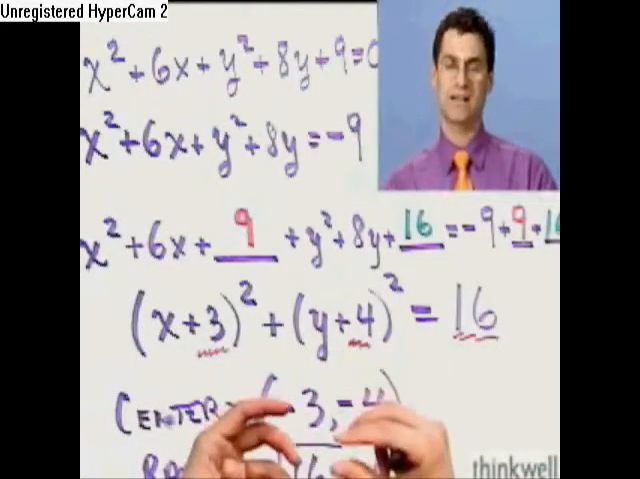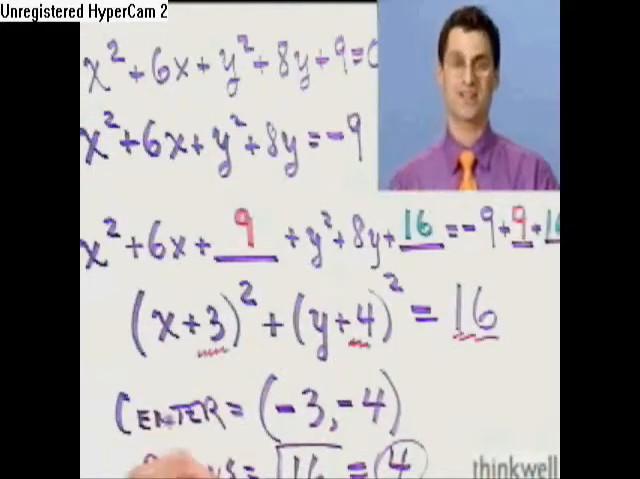I think this is really cool, by the way. That you can take sort of garbage like this and just by a little bit of completing the square, adding a couple things in, all of a sudden decode exactly that it's a circle, where the center is and where the radius is. I just think that's really cool.